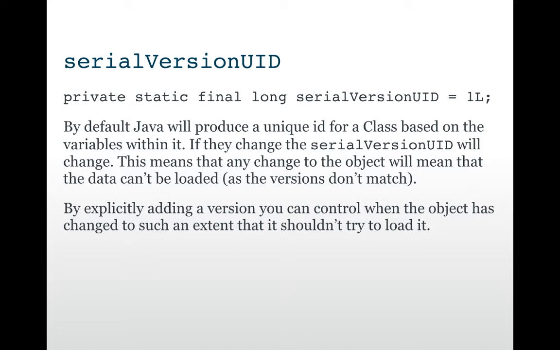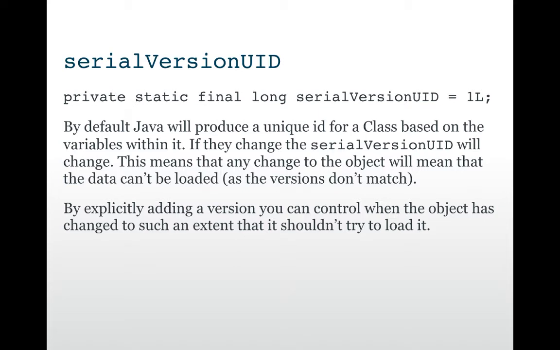If you explicitly add this variable to your class, you're saying that you will decide when the object has changed enough that you don't want to load it anymore. Say you just put that line in, which gives it a unique code of 1, and you never change that. And you add a load of variables, remove a load of variables, and change the order of the variables, that kind of thing.